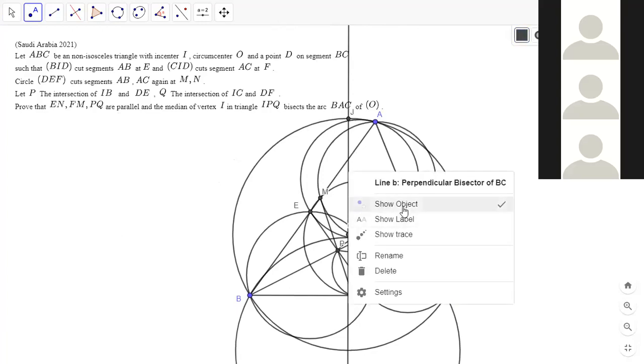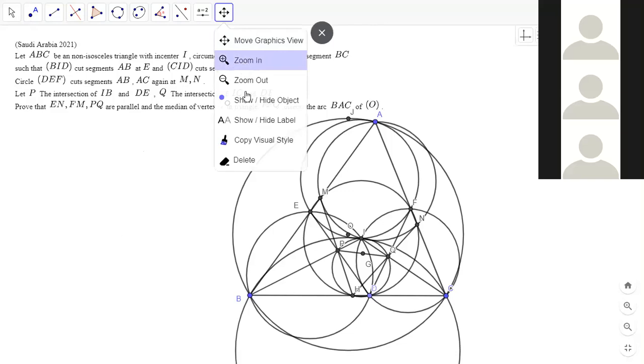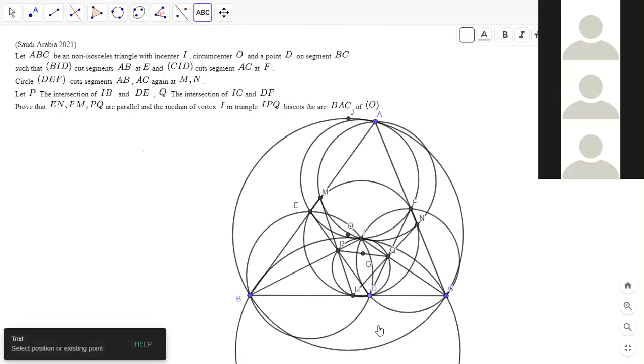All right, so I'm just gonna... Okay, so let's do this step by step. So first, we need to show that IPQD is cyclic. So, let's see. Is it... IPQD? Yeah. So let's do it like this. So step one, I'm going to show IPQD is cyclic.